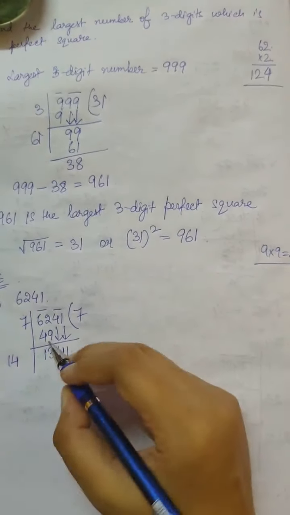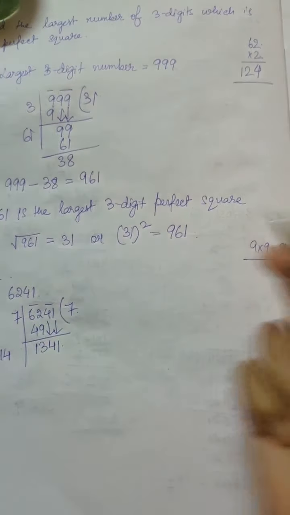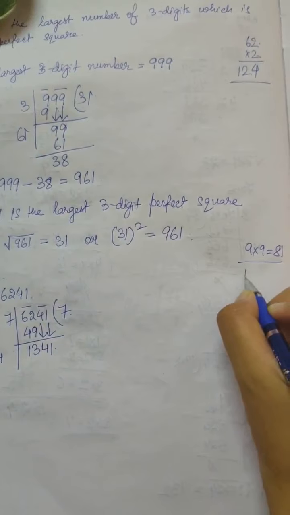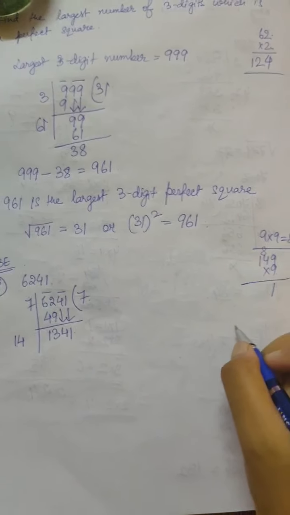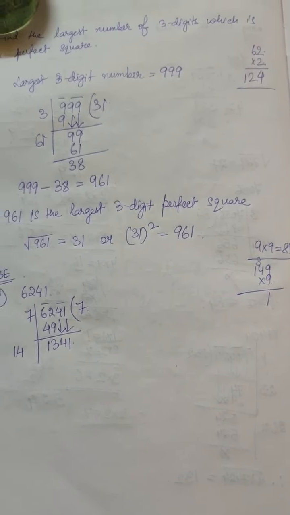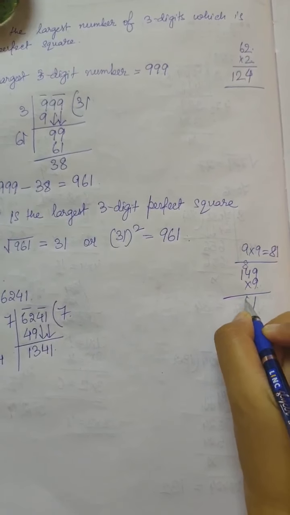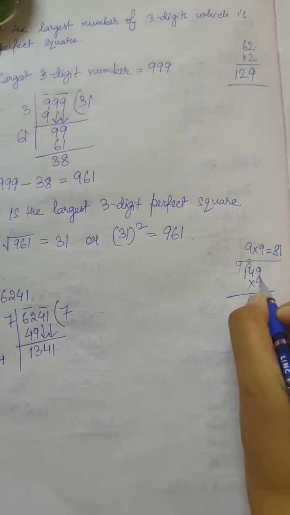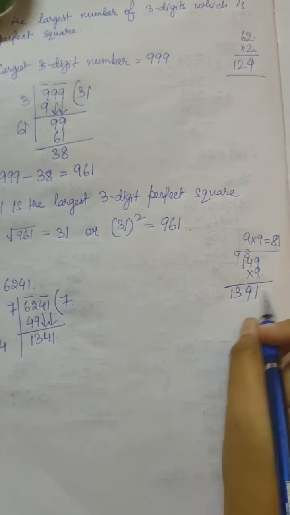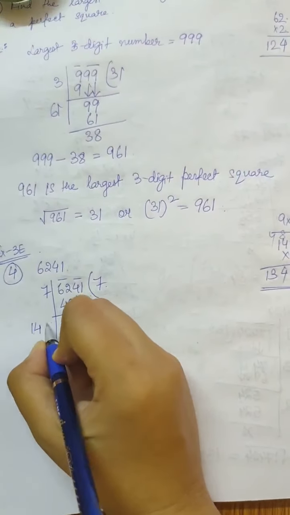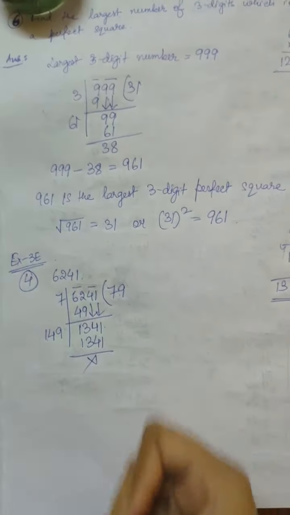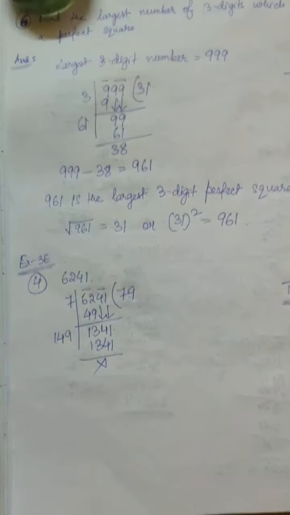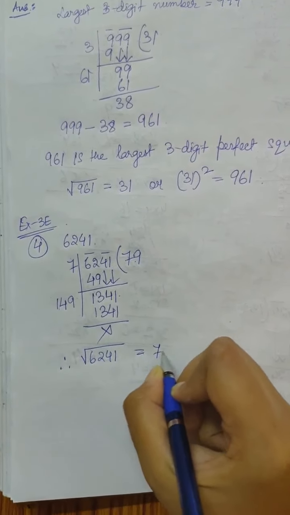So that means if you put 149 into 9, then it may give us 1341. So let us try. 149 into 9 gives us 1 here, then carry 8, 4 9 36, 36 plus 8 is 44, so carry 4, 9 1 9, 9 plus 4 is 13. So see, we are getting this number. So 149 into 9 will give us 1341, and no more remainder now. Okay, so therefore we can say that root over of 6241 gives us 79.